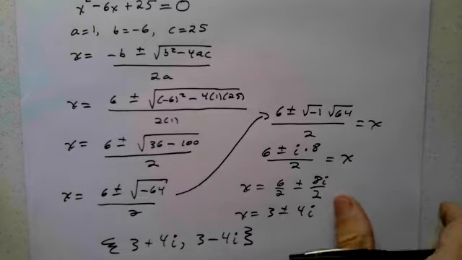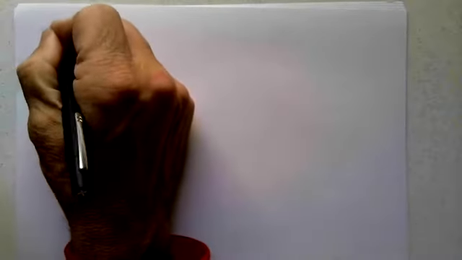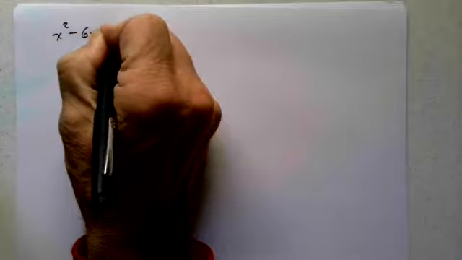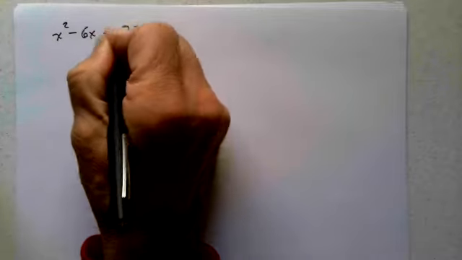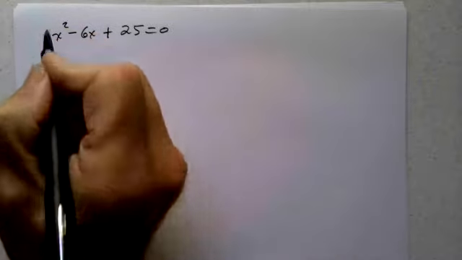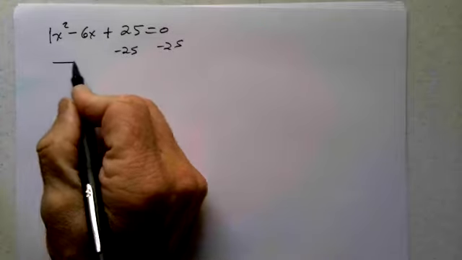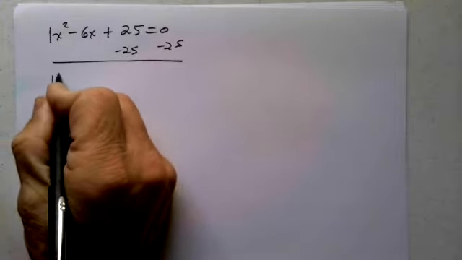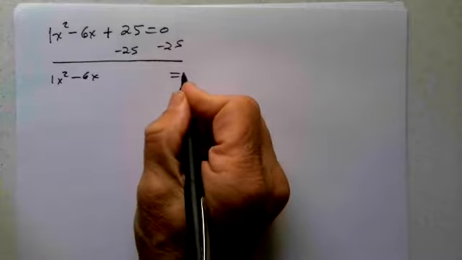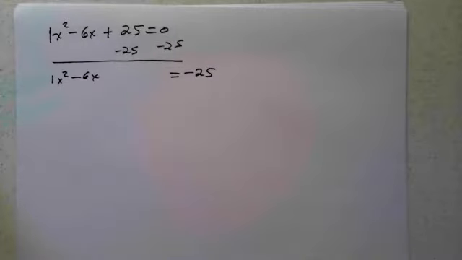Next, let's do it with completing the square. So we have x squared minus 6x plus 25 is 0. We need the x's on the left. We need anything that's not an x on the right. I need the first term to be a 1, and it is, so that's good. So I'll subtract 25 from both sides. And we get 1x squared minus 6x equals -25.